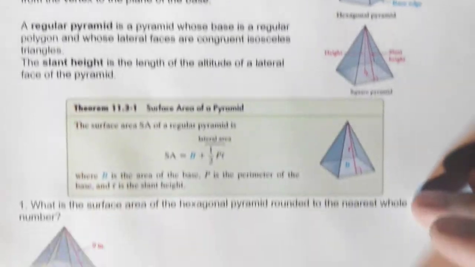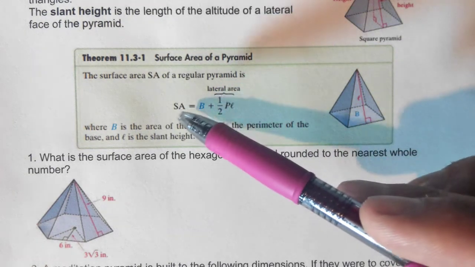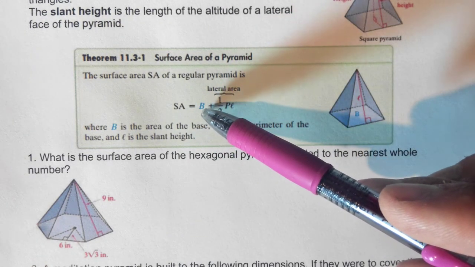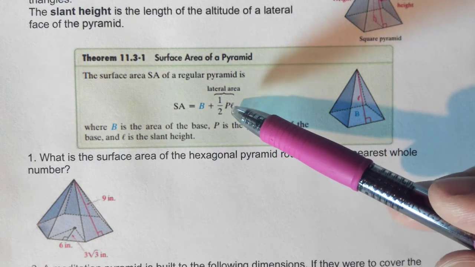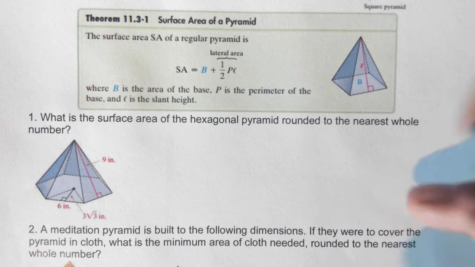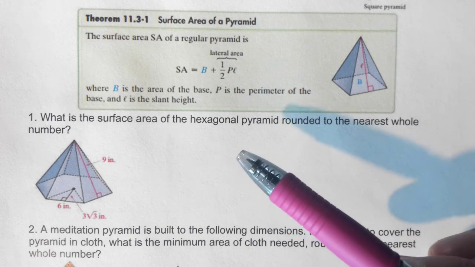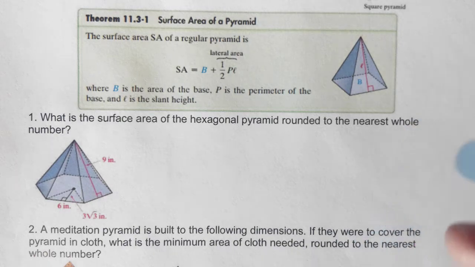Okay, so let's look at that formula. For any regular pyramid, the surface area is the area of the base plus 1/2 the perimeter times its slant height. So we're going to apply that formula here. What is the surface area of this hexagonal pyramid rounded to the nearest whole number?